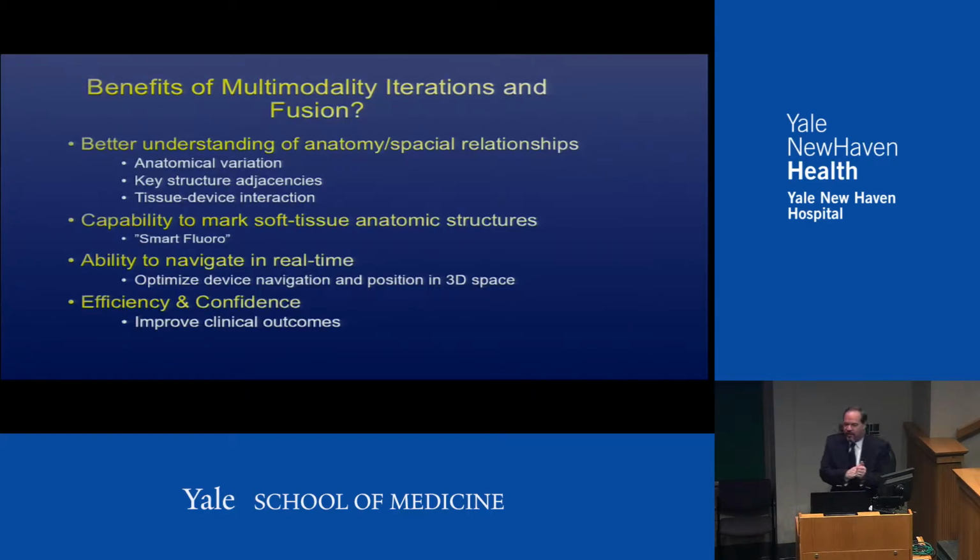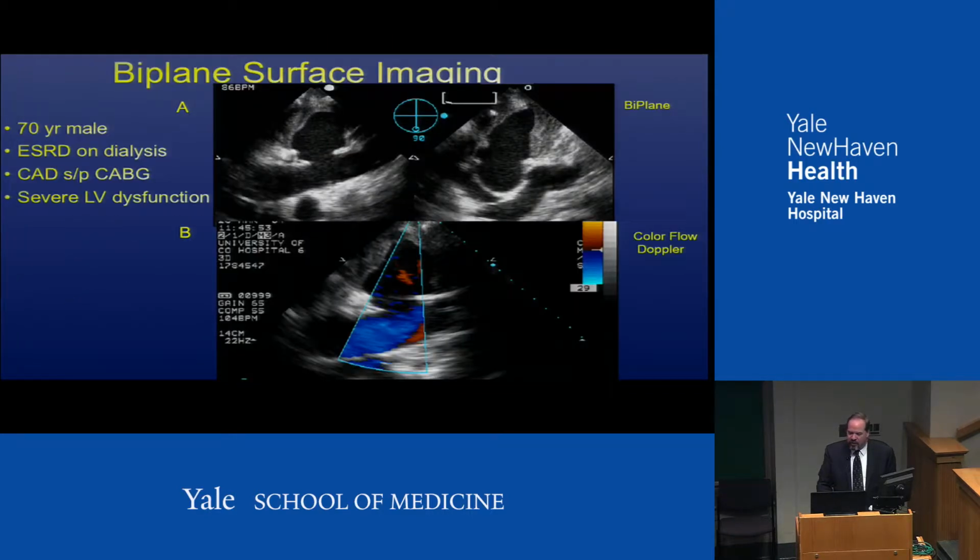So what are the benefits of integration and fusion? Better understand the anatomic variation in each patient. Key structure adjacencies, like where's the pulmonary vein, for example, related to an ASD. We can use smart fluoro, so we can actually mark on a system to know where it is, and you can actually see that. Navigate in real time, so you actually see both the fluoroscopic images as well as rotation. And then importantly, do that in a 3D space, not just a 2D space. And as we said, hopefully improve clinical outcomes.